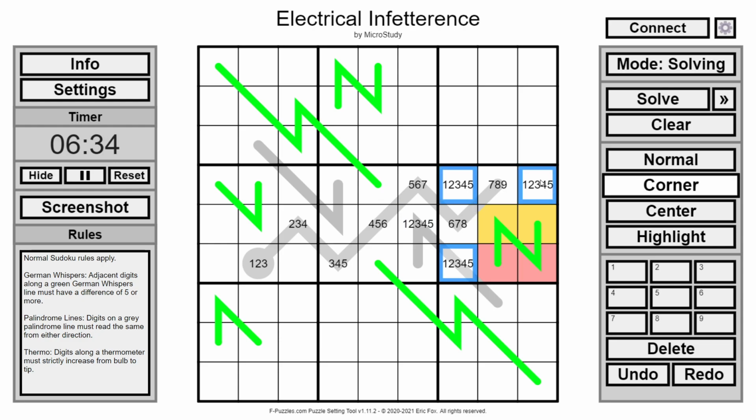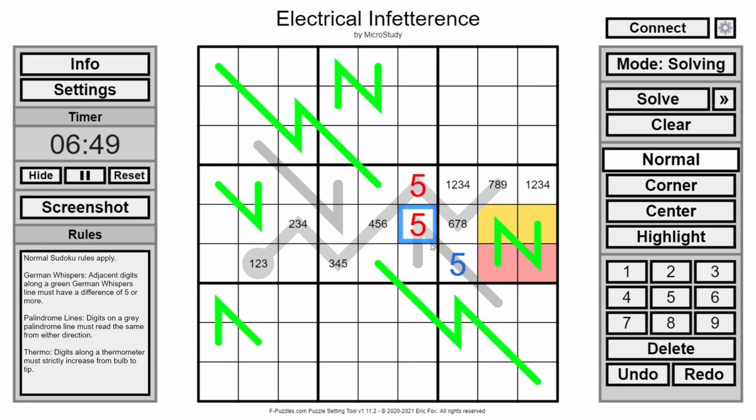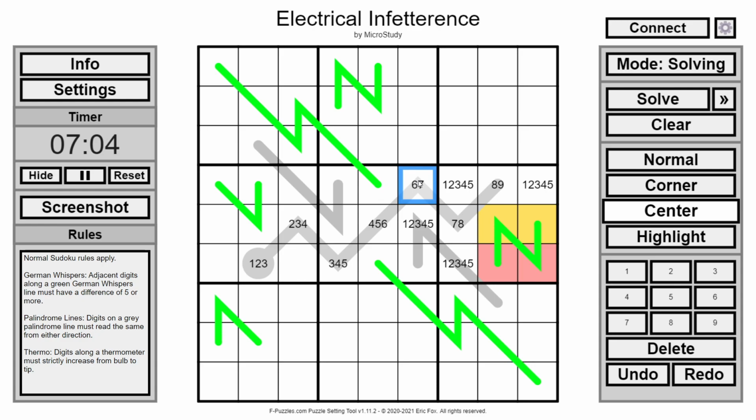Guess we know one of these is a 5, which means this can't be a 5. If this is a 5, then these two can't be 5, which means this is a 5, and then this would be a 5 as well, because of the palindrome. So that's not going to work. This cell can't be a 5, which means this is not a 6, this is not a 7. So this is another guaranteed high digit. I'm just trying to think of what that does, if anything.